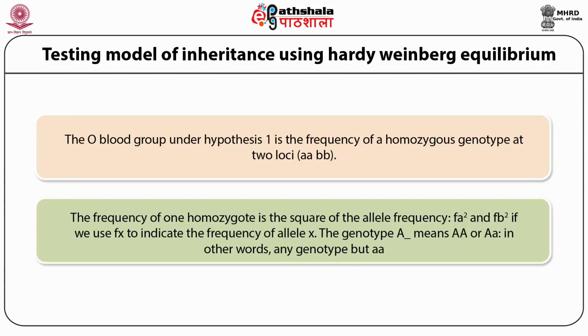If we use Fx to indicate the frequency of allele X, the genotype A dash means a genotype in which either both alleles are dominant, that is capital A capital A, or they are heterozygous but one allele is dominant, that is capital A small a. In other words, any genotype but the recessive homozygote, that is small a small a.